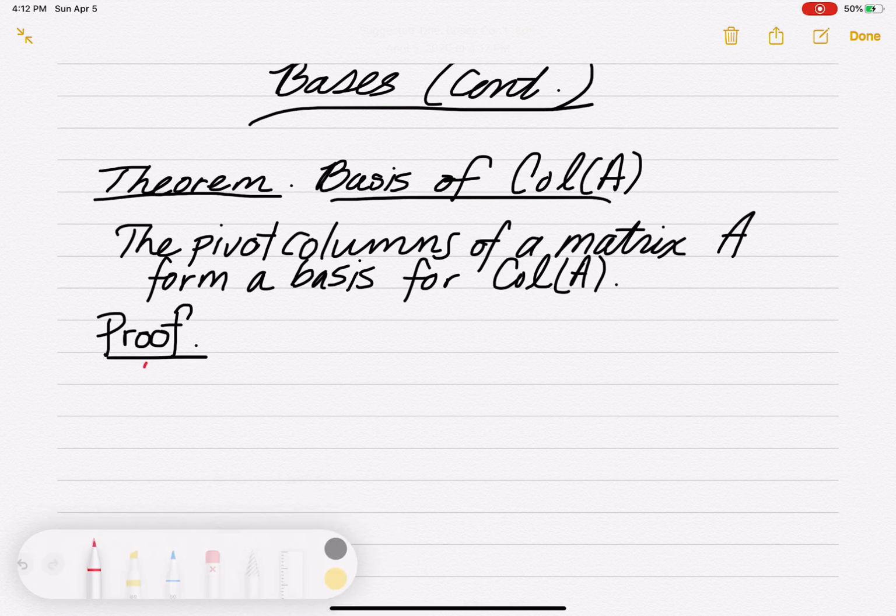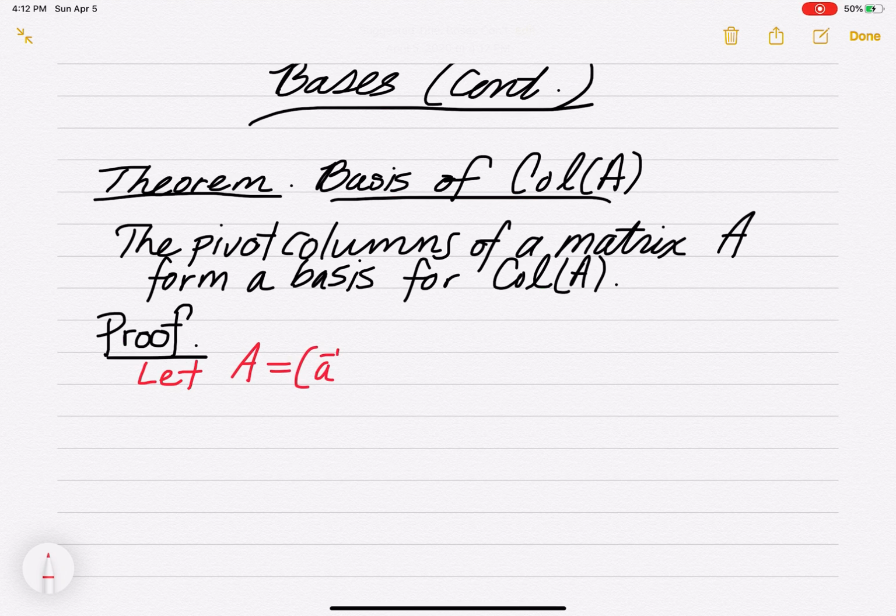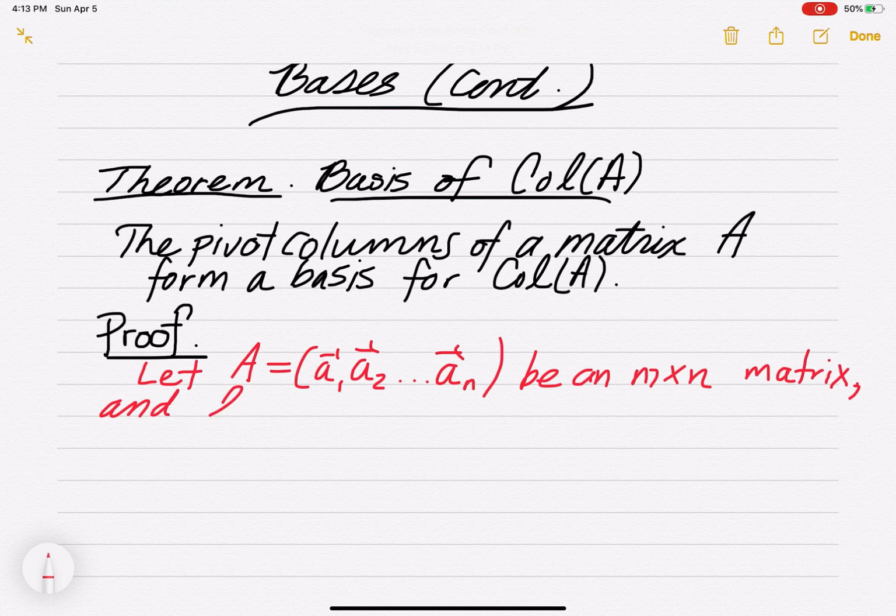So let's say you have a matrix that's M by N. Let A have columns A1, A2 through AN. So it has N columns. Let this be an M by N matrix. So each of the columns is in Rm. And I'm going to call script B, a cursive B, the set consisting of, I'm going to tell you what these guys are. These are columns that are going to be pivot columns.